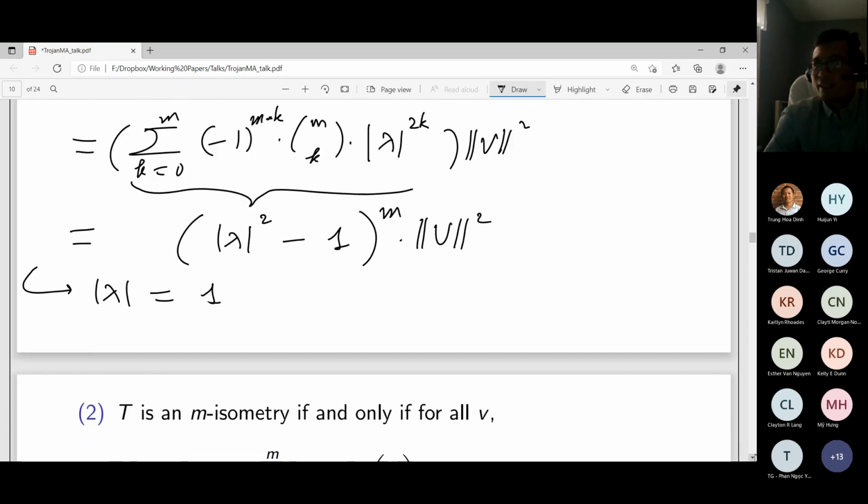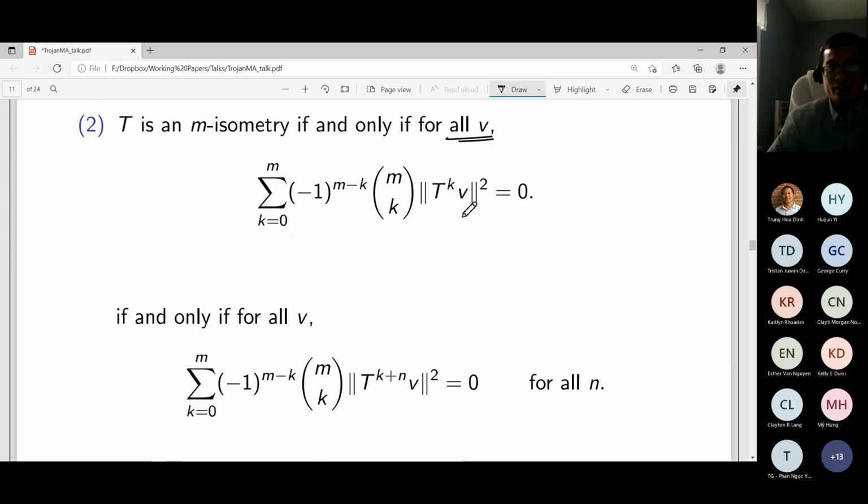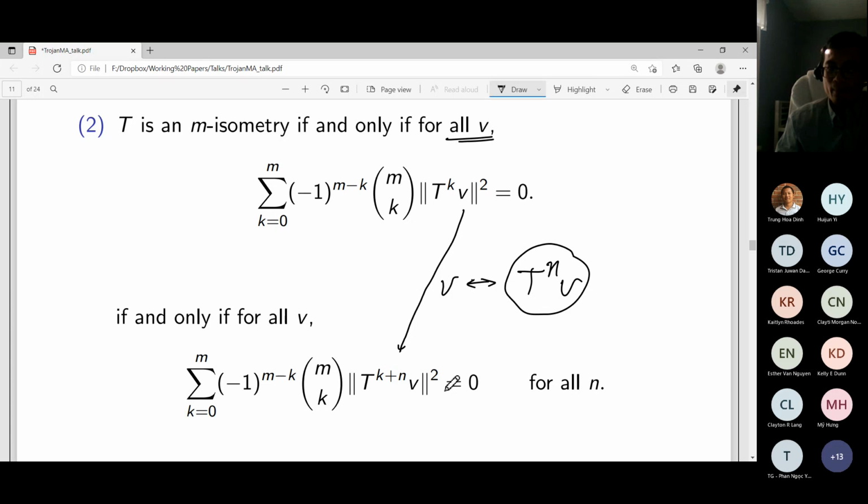Now another property is when we look at the action of T on a certain vector V. Recall again that if we have an m-isometry, then this is true for all vectors V. So in particular, for each n, we replace V by T^n of V. Then we have a new equation here, which is also true for all n and all V.